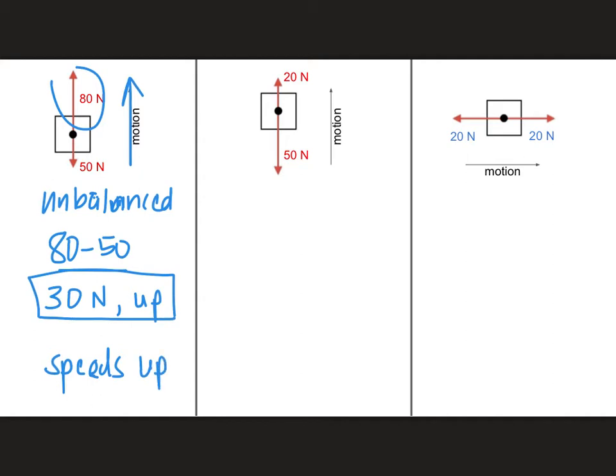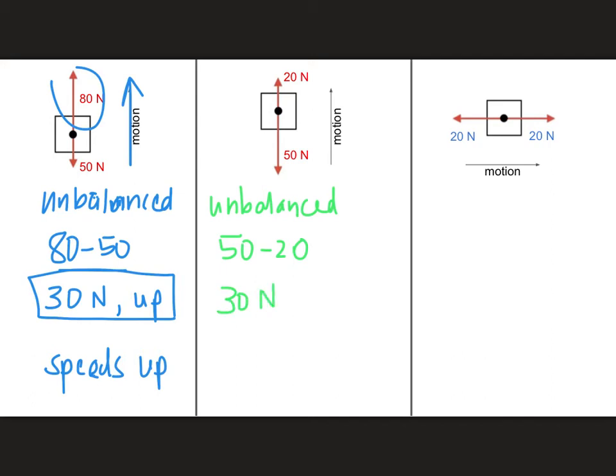Right, in this next situation, we have 50 newtons down and 20 newtons up. Okay, so there's more force down. That's important to recognize. But they definitely are unbalanced. They're not equal amounts of force in the two directions. So we would again subtract our forces. Coincidentally, it comes out to be 30 again.